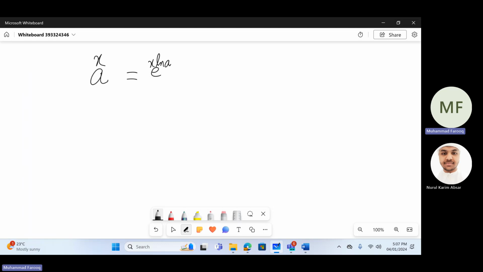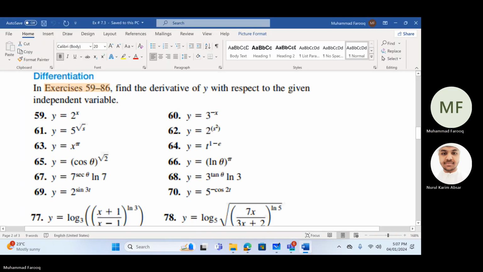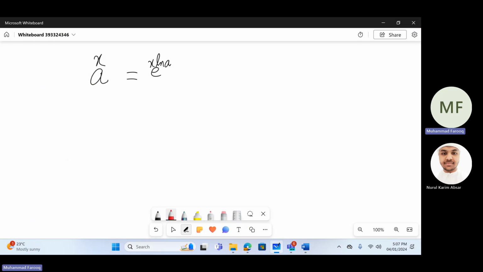Now, for example, we have question number 59: y is equal to 2 power x. So we very well know it is a base a, and the question is to find y prime.